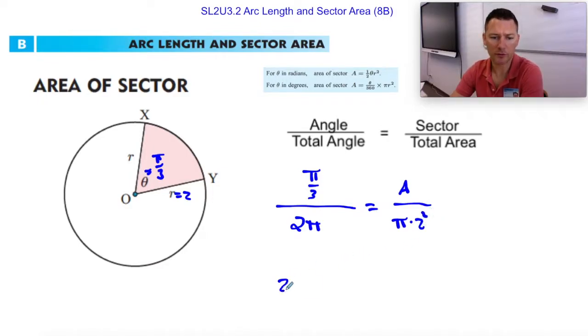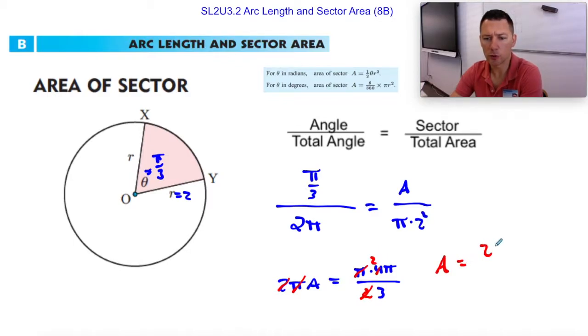You can cross multiply, so 2 pi A should be pi times 4 pi, right? 4 pi and another pi all over 3. If you're not sure about fractions, come see me. And then what's nice about that is your pi's cancel out, and when you divide by 2, this 2 pops into the denominator and it cancels out with this, and so you're left with the area is 2 pi thirds.